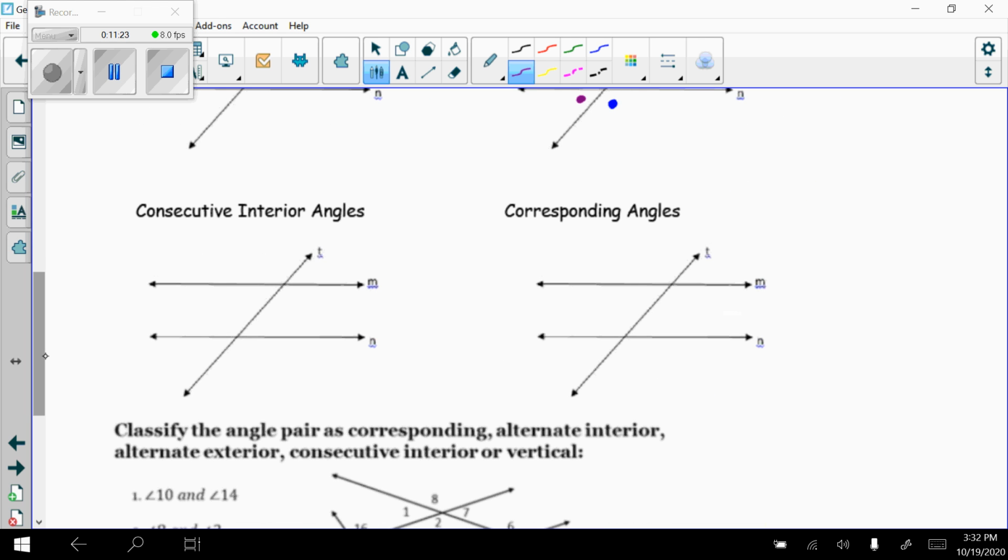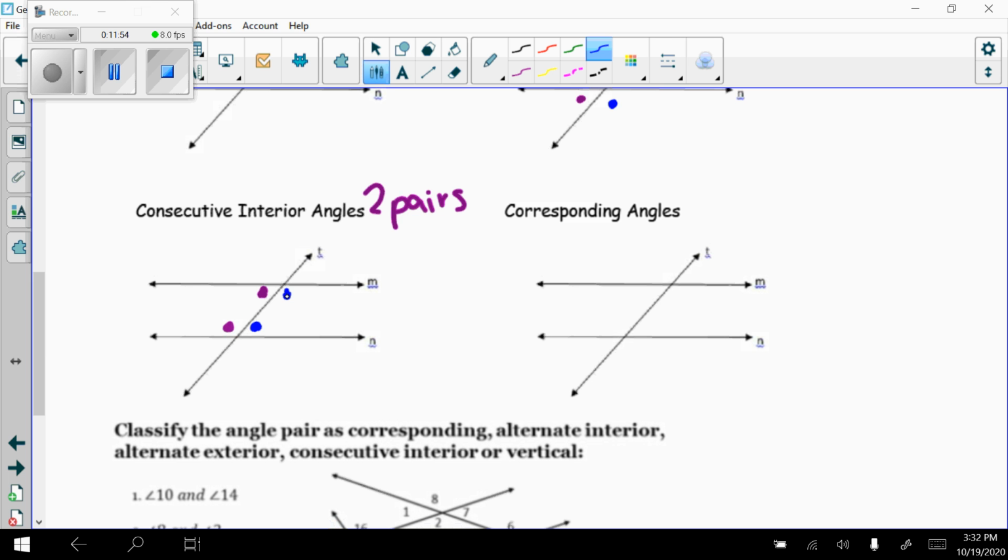Then let's look at consecutive interior. These are sometimes called same side interior. Again, there will be 2 pairs. So this is an interior angle. The consecutive or same side interior, it means it's on the same side of the transversal, would be that one right there. And then the other pair, this one and this one would be consecutive interior or same side interior. And remember, consecutive means one right after the other. Okay, so there's nothing in between them.